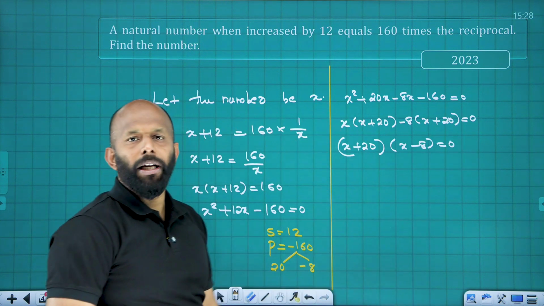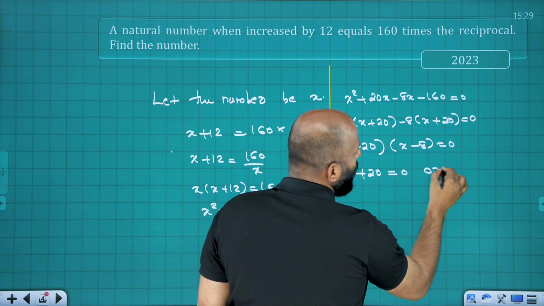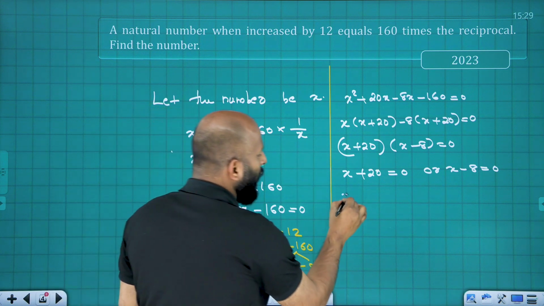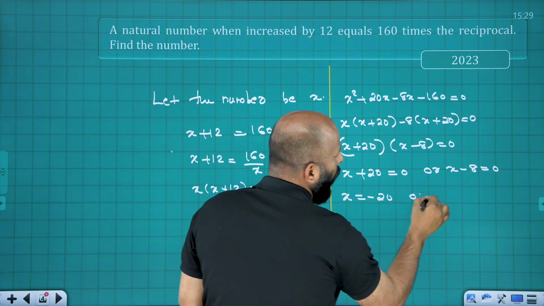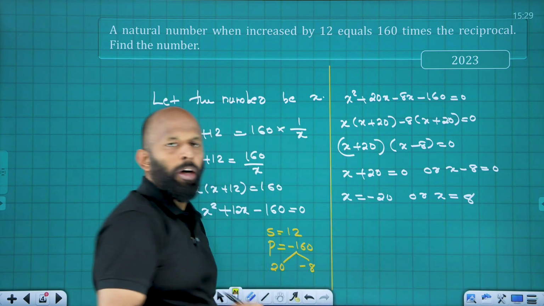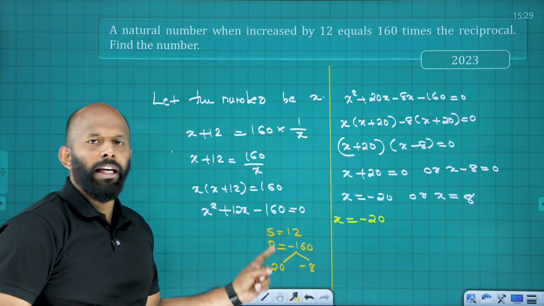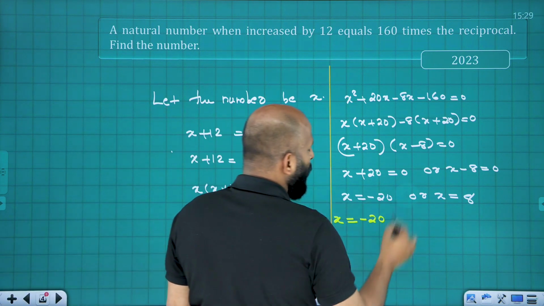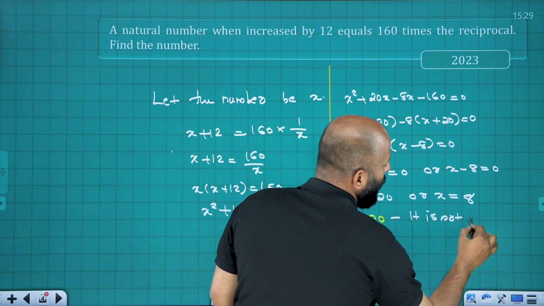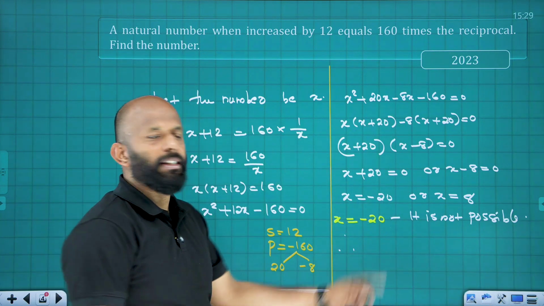Now, the product of two numbers is 0, which means either x plus 20 is equal to 0 or x minus 8 is equal to 0. That means x is equal to negative 20 or x is equal to positive 8. x is equal to negative 20 is not possible. What is the reason? Because x is a natural number. Then, therefore, our required number is x is equal to 8.